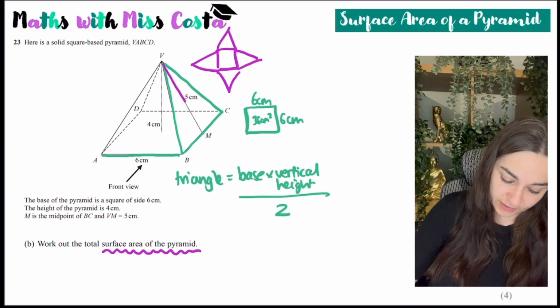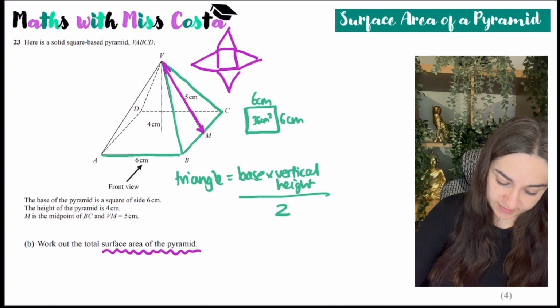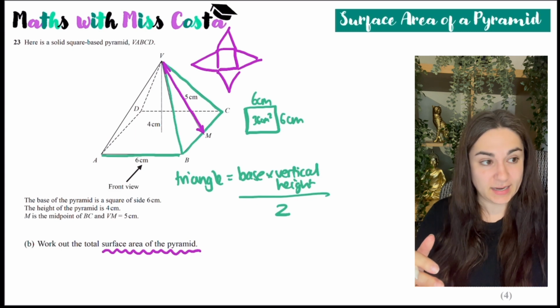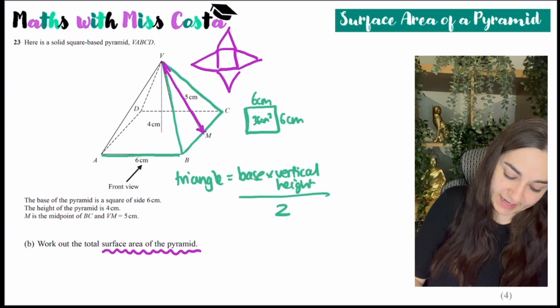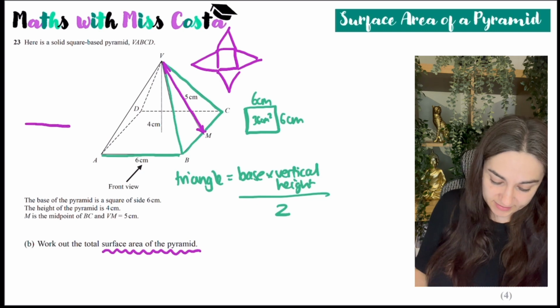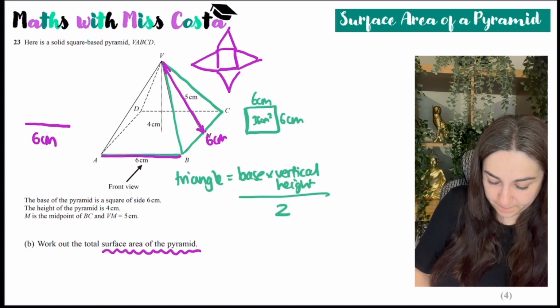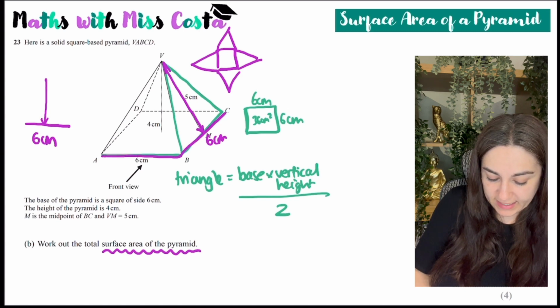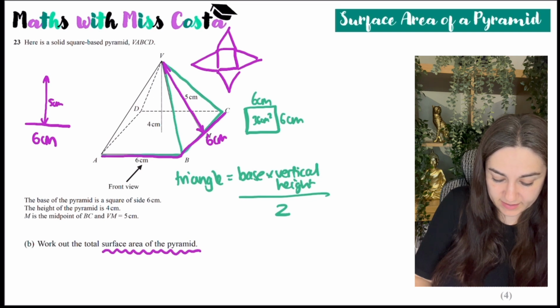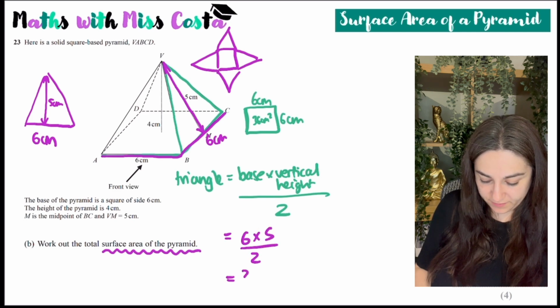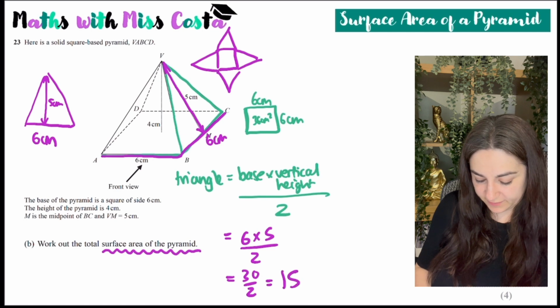So in this triangle, they've given me this slant height here. And if I looked at that triangle face on, that would essentially be the vertical height because it goes from the center of the triangle to the top of it. So the base of the triangle must be 6 centimeters because it's still my square based pyramid, and the vertical height is 5 centimeters. So for the area of the triangle, I would do 6 times by 5 divided by 2, which is 30 divided by 2, which is 15 centimeters squared.